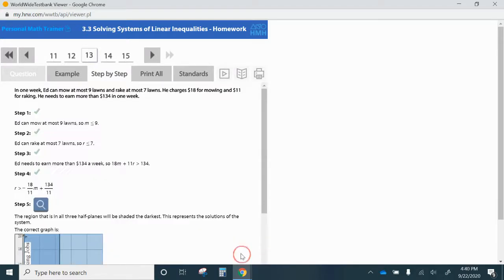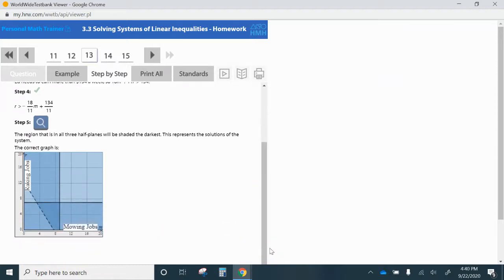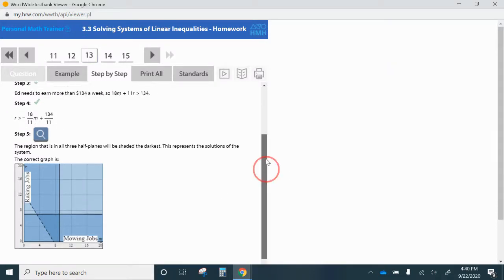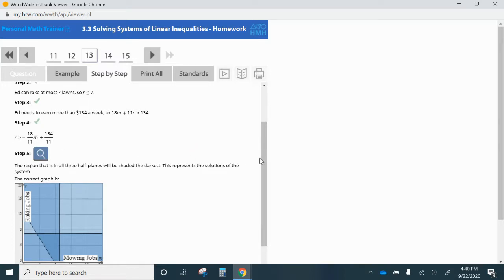And the correct graph is... you could use Desmos if you want to graph that, except you're going to have to change the R and the M to X and Y. So R would be Y, M would be X.